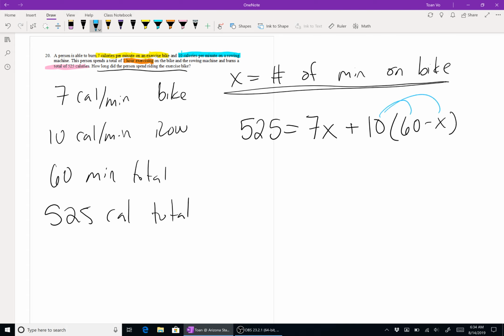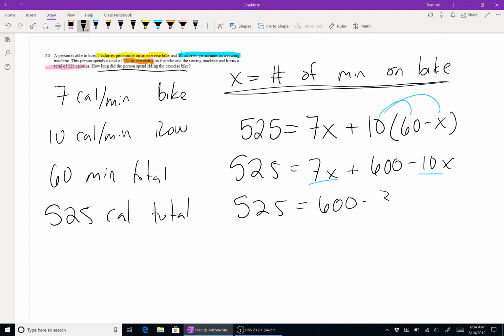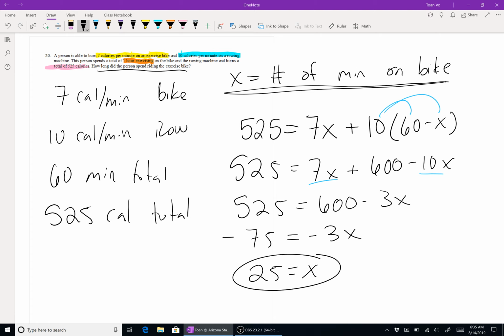Go ahead and distribute the 10. 525 equals 7x plus 600 minus 10x. You can combine like terms if you want. Here's the like terms. 525 equals 600 minus 3x. Subtract the 600. Negative 75 equals negative 3x. And then divide out the negative 3. You get 25. And x was the number of minutes on the bike, which is what they asked us to solve for. So the answer is 25 minutes.